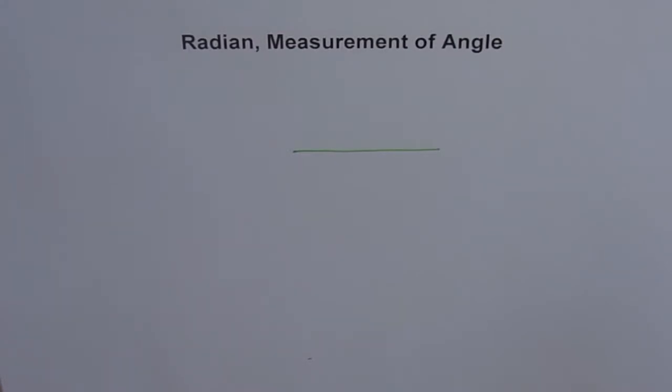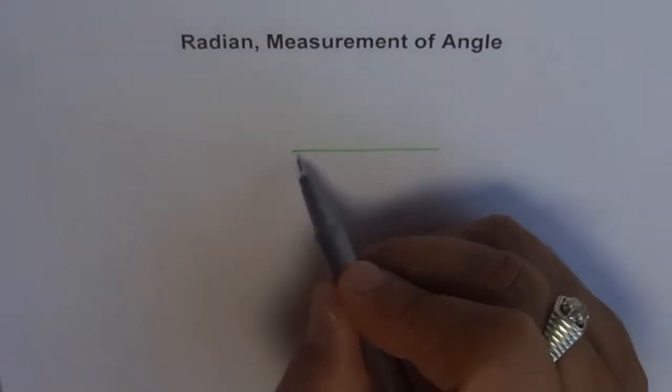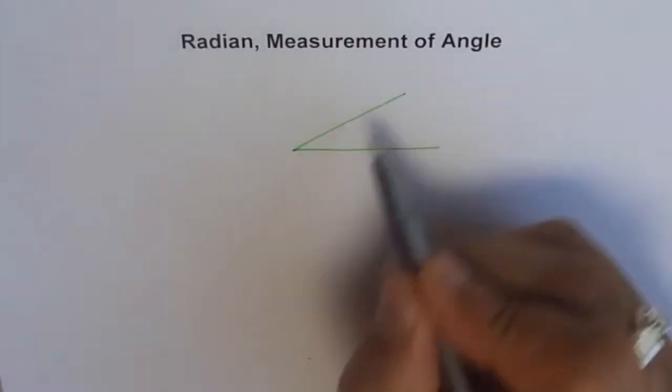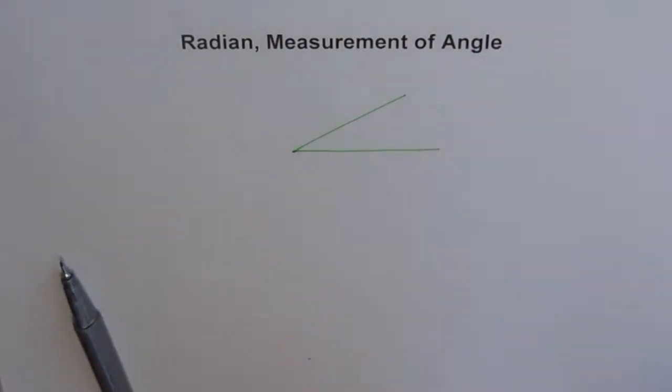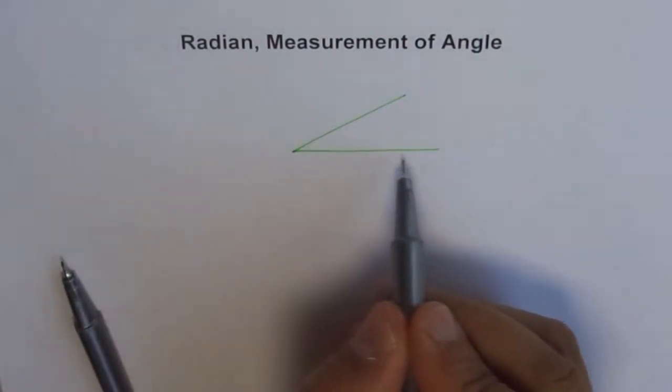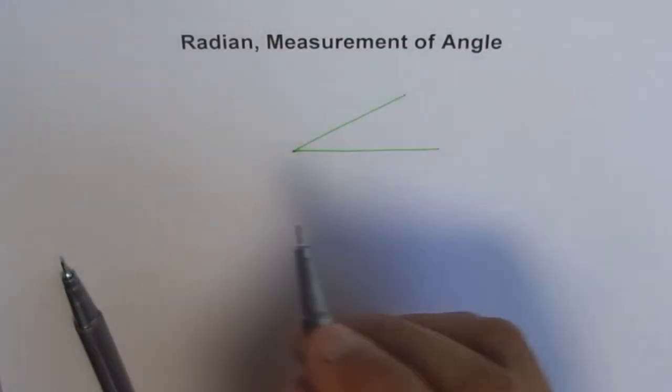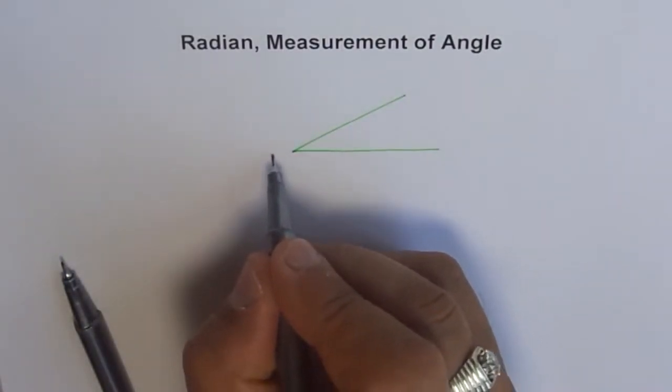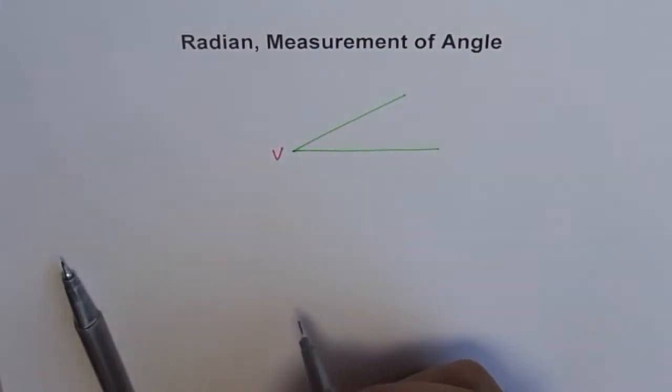Hello, let's try to understand radian. It is a measurement of angle, right? First, let me just draw an angle here, kind of like this. So, in an angle, there are two arms, one and the other. And this is called the vertex. Let me call it by the letter V, okay?